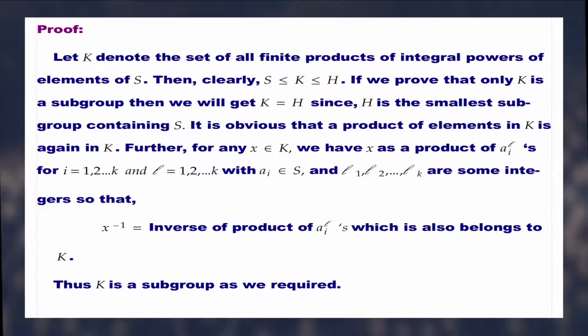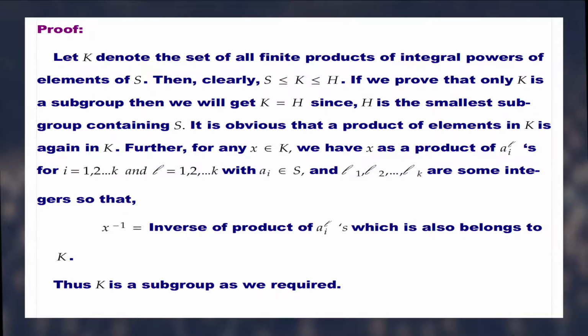If we prove that K is a subgroup, then we will get K equal to H, since H is the smallest subgroup containing S. It is obvious that a product of elements in K is again in K.